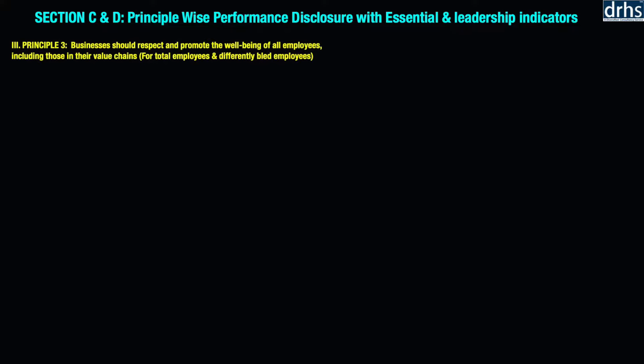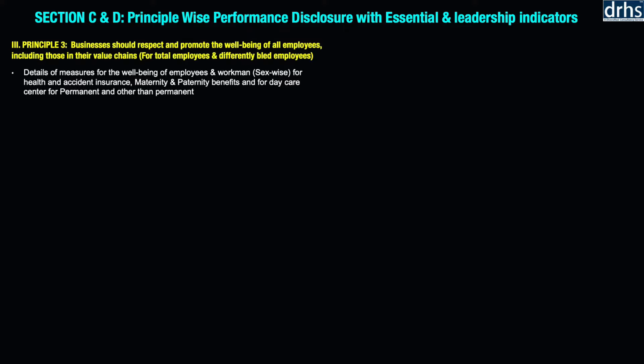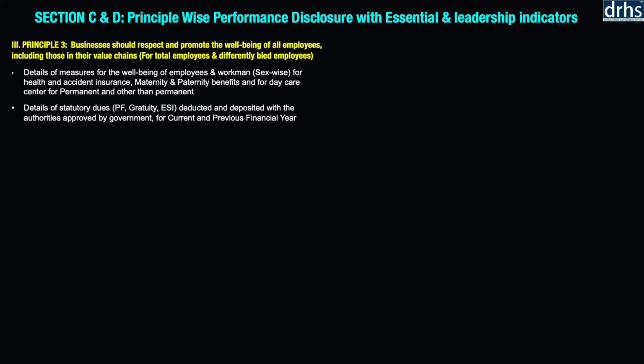Well, this slide discusses Principle 3 that promotes the well-being of all employees, including disabled employees, and respects their integrity while doing business. The essential indicators mainly seek information on health and accident insurance, maternity and paternity benefits, and daycare centers for permanent and other than permanent employees.